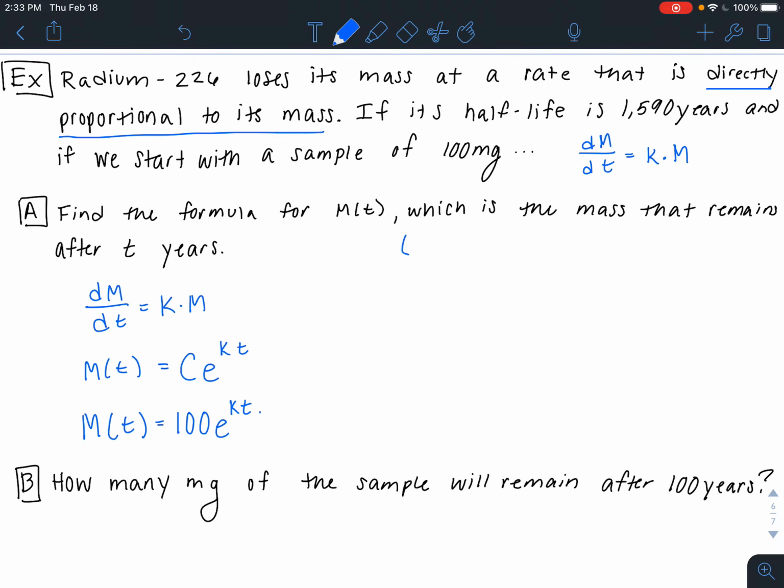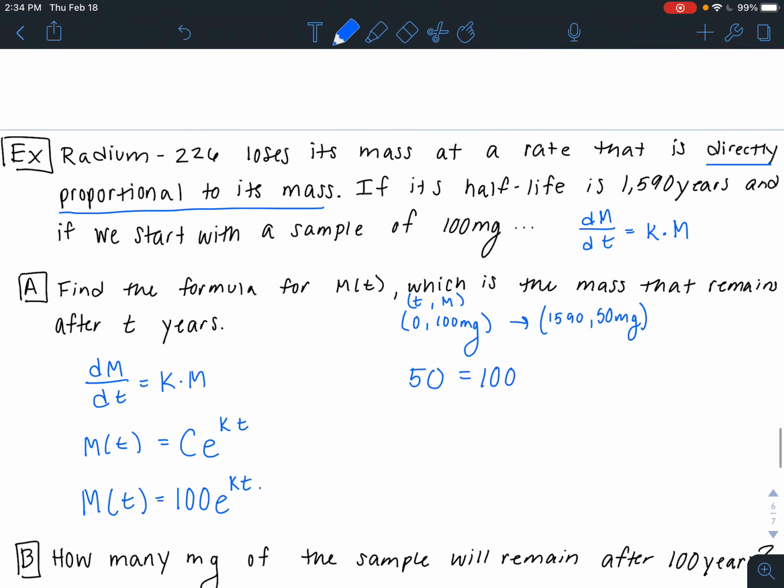Now we're told that the half-life is 1,590 years. These are going to be t, m points. At time 0, we start with 100 milligrams, and after a half-life, we would have half of that left, so after 1,590 years, we would have 50 milligrams left. They give us enough information to solve for k. You need 2 points to fully solve the model: 1 point to solve for C, the initial value, and another point to solve for k.